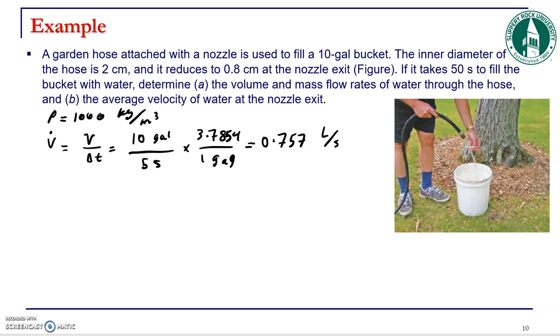Now, how about the mass flow rate? I think that's also from the equations that we have. It's pretty straightforward. Density multiplied by volume flow rate is going to give you the mass flow rate. So 1000, which we assumed is the density of the water, multiplied by 0.757.